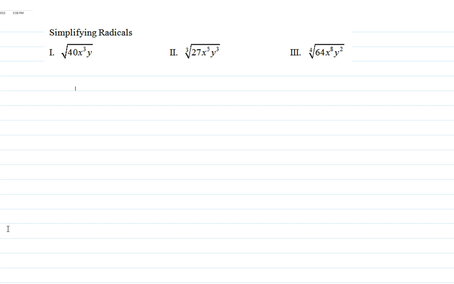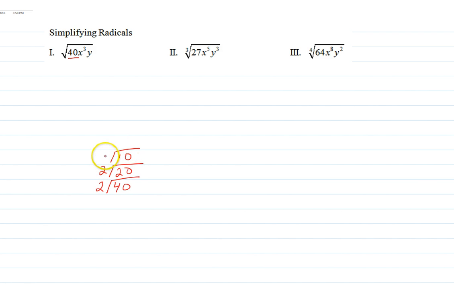All right, let's take a look at this. Here we have the square root of 40x cubed y. So first thing, let's break the 40 down using the birthday cake method. So we start with 2. 2 goes into 40 20 times, and we just keep repeating that.